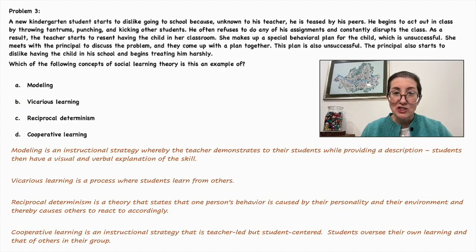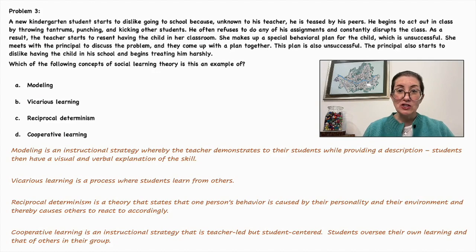She makes up a special behavioral plan for the child, which is unsuccessful. She meets with the principal to discuss the problem, and they come up with a plan together. This plan is also unsuccessful. The principal also starts to dislike having the child in his school and begins treating him harshly. Which of the following concepts of learning theory is this an example of? Modeling, vicarious learning, reciprocal determinism, or cooperative learning?